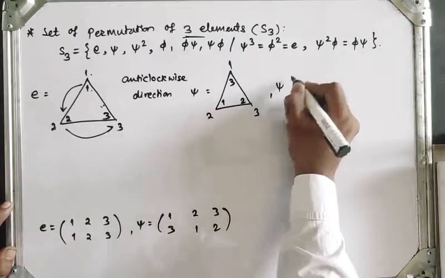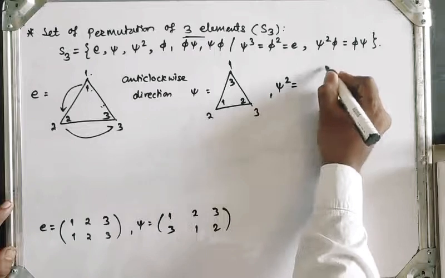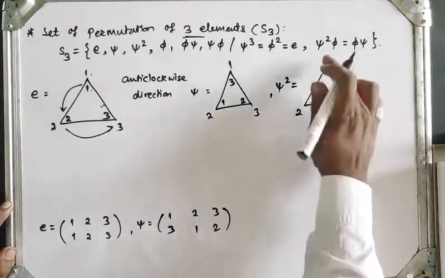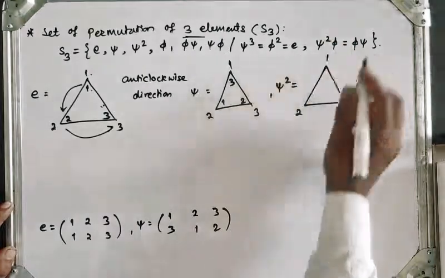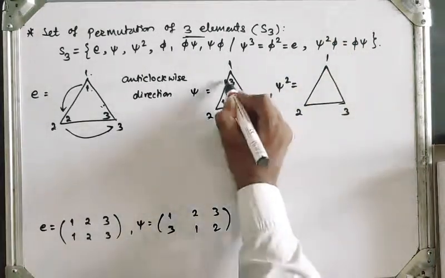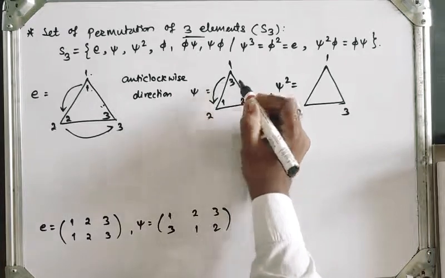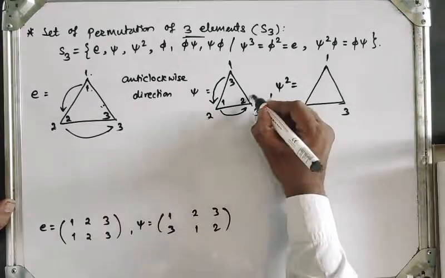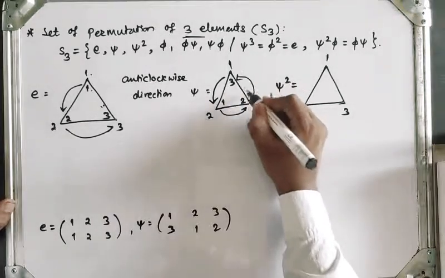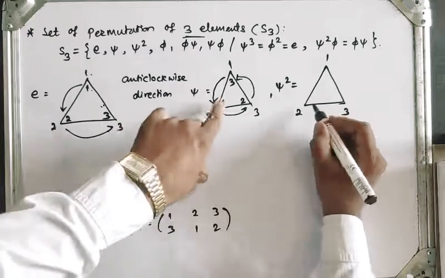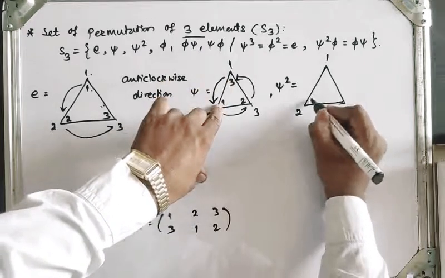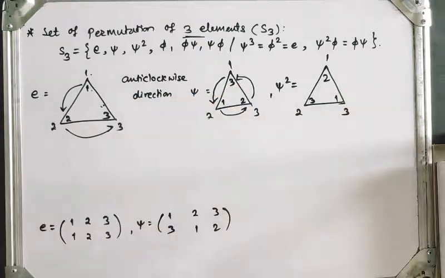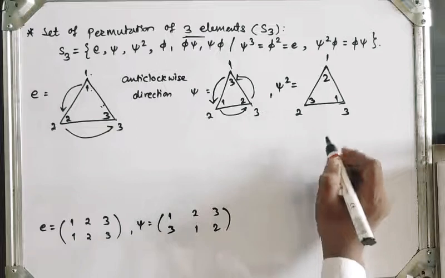Next, again I rotate these elements in the anti-clockwise direction. I write this as psi square. Now after rotating again anti-clockwise, 1 is replaced by 3, 2 is replaced by 1, and 3 is replaced by 2. So I get 3, 1, 2. So this is psi square.